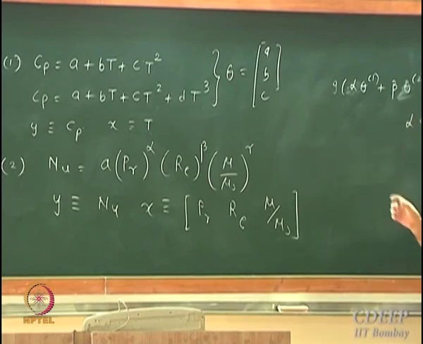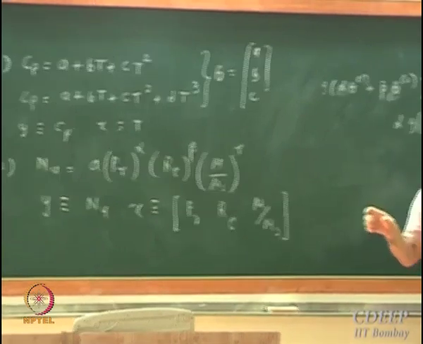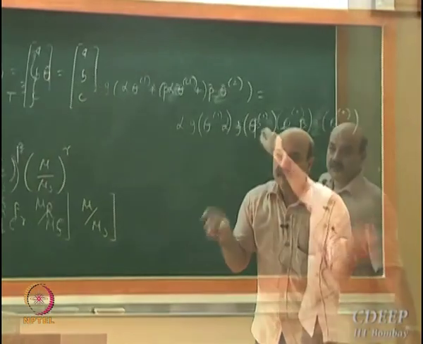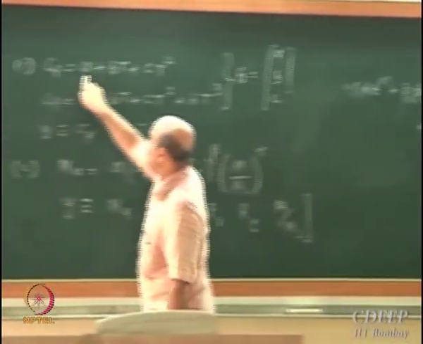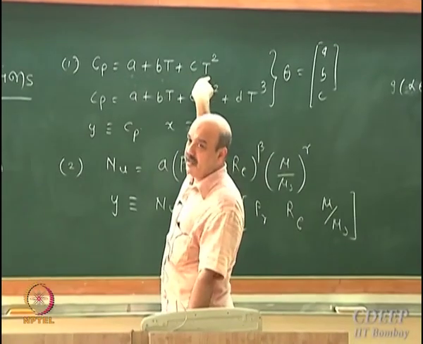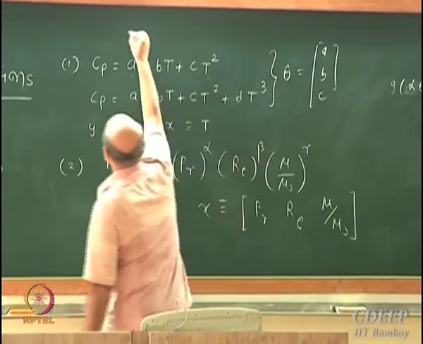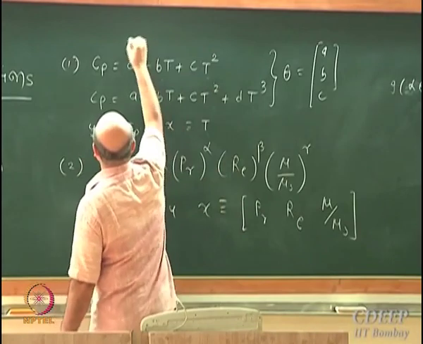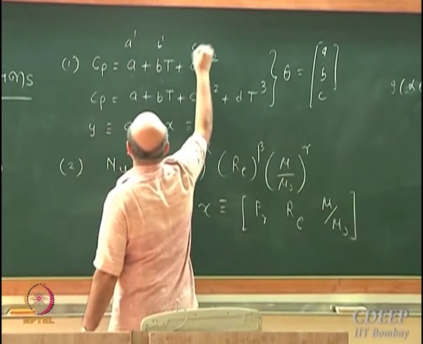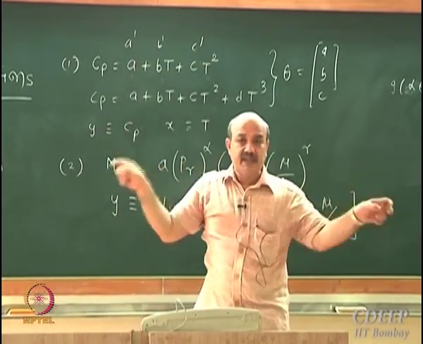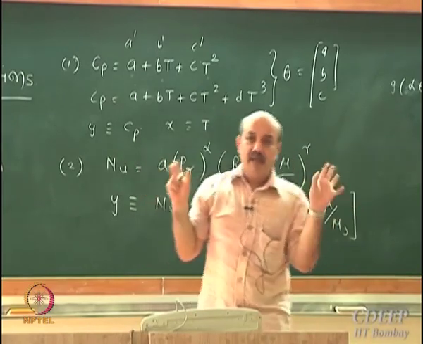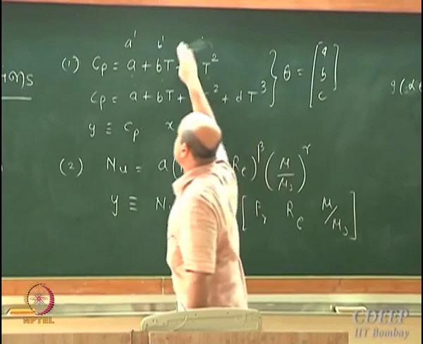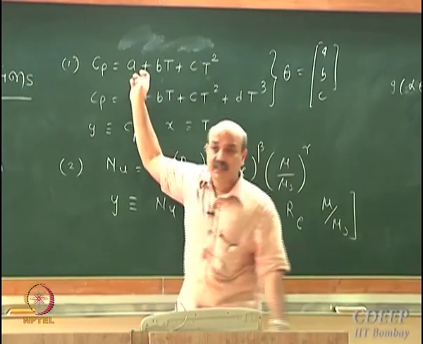Okay. If I take two thetas, theta 1, theta 2, I can write f of theta, g of theta. In this case, g of theta will be a plus bt plus ct square. If I take two theta parameters, a, b, c and a prime, b prime, c prime, then I can write it as addition of two functions, which means a, b, c here appear in a linear manner.